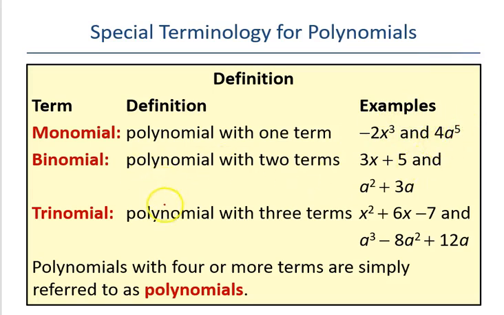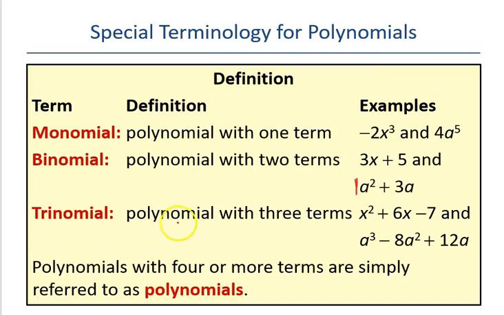A binomial is a polynomial with two terms. Notice we've got 3x plus 5 and a squared plus 3a. This is going to be a second degree polynomial with a leading coefficient of 1, because we remember, whenever there's nothing there, it can be assumed that there's a 1 there.